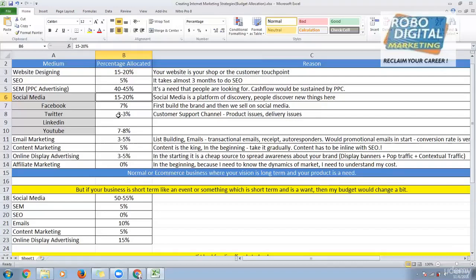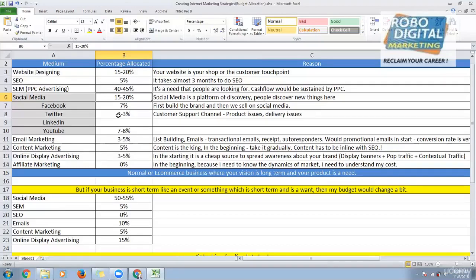you will make much more money out of this. Next is online display advertising, that is pop-up ads. That is a cheap way to create awareness, but as you're not a big brand, you cannot spend a lot of money on it. So we allocate a very low budget, that is 3 to 5%.